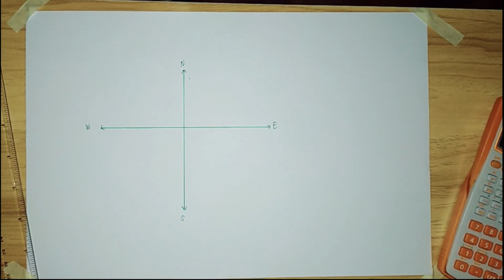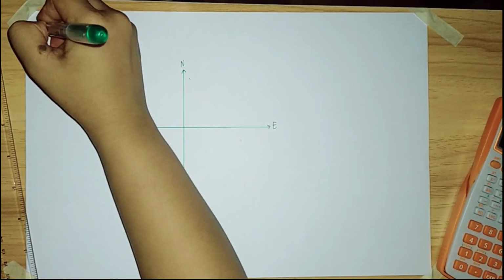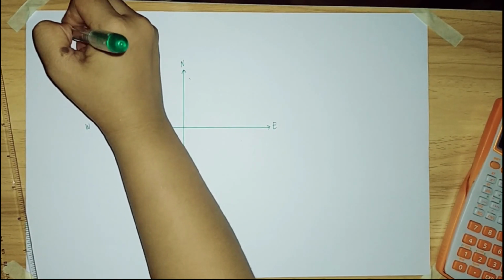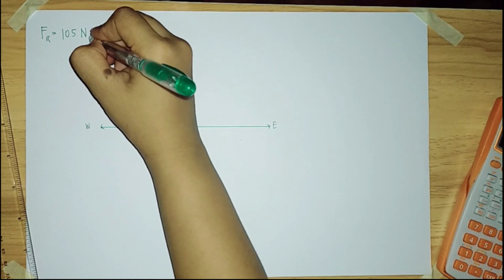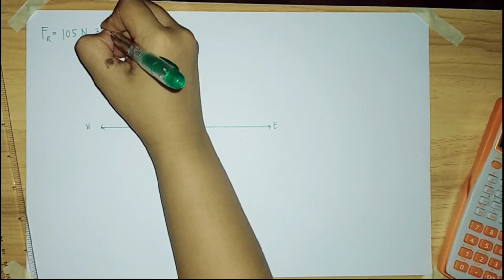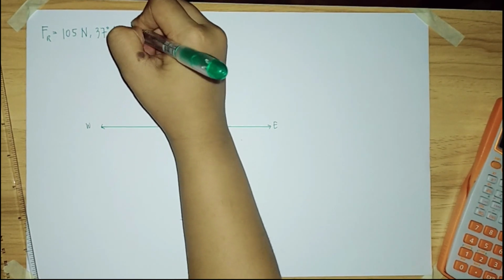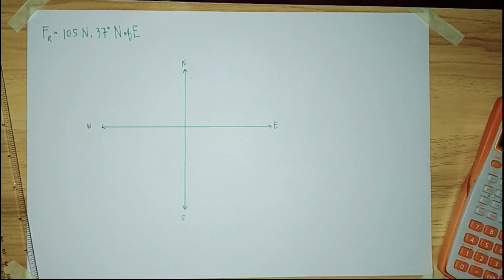Now, what if in the problem, we have f sub r, which is 105 newtons, 37 degrees north of east. Okay, what if that is the given?